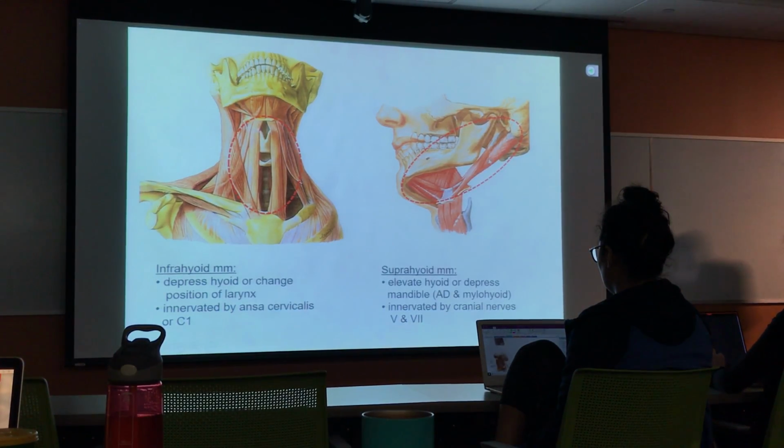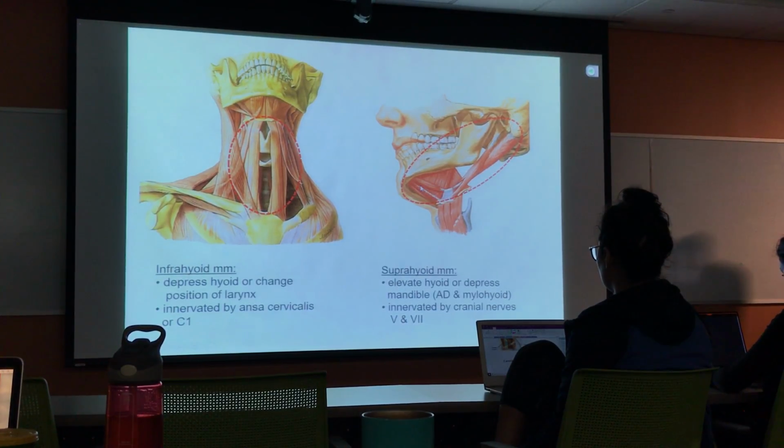Suprahyoid muscles, I think those are some that I gave you, origin, insertion, so make sure you know those. One of the biggest things is knowing the innervation of them. 2 muscles are innervated by cranial nerve 5, V3 in particular. 2 are innervated by the facial nerve, cranial nerve 7. All right? So infrahyoids receive innervation from the cervical plexus. These receive innervation from cranial nerves.